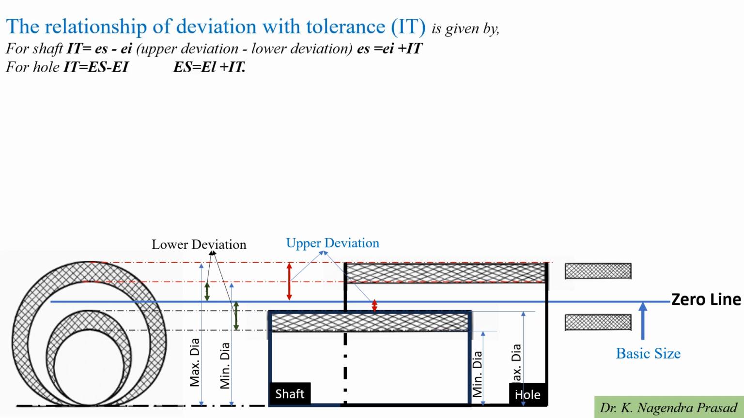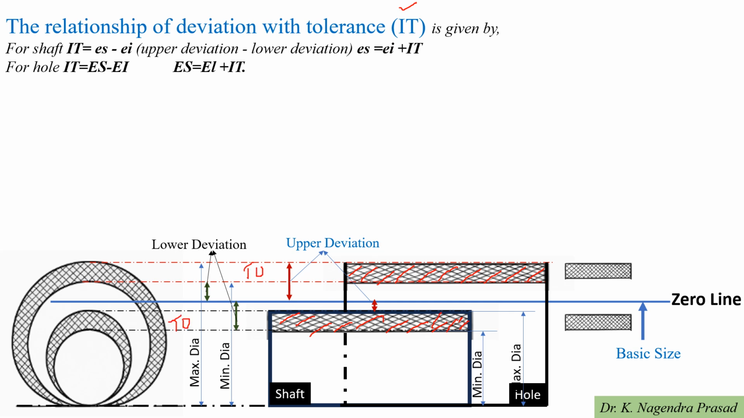Next we will discuss the relation of deviation with the tolerance. In general, tolerance is represented by IT. Now we have to see the relationship between the tolerance and the deviation. In the schematic you have to observe that this is the tolerance for the hole and this is the tolerance for the shaft. And we know that the tolerance is the difference between the upper limit and the lower limit.